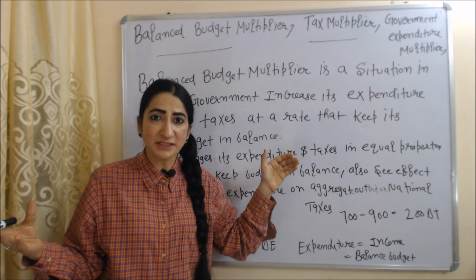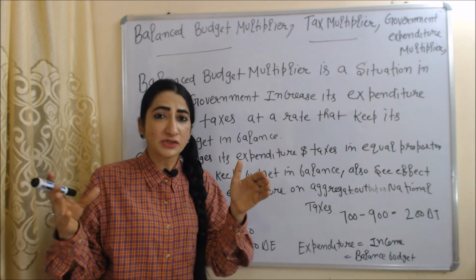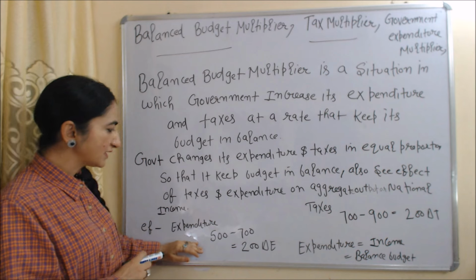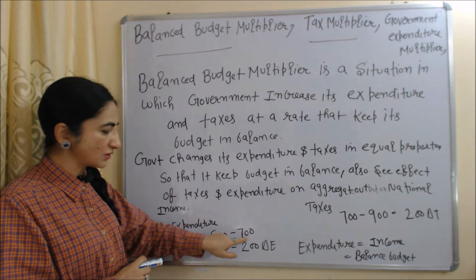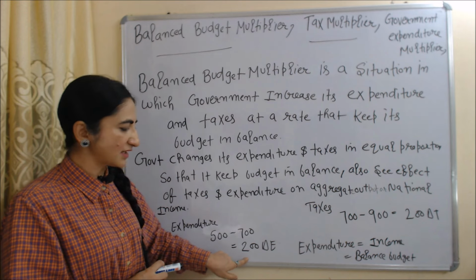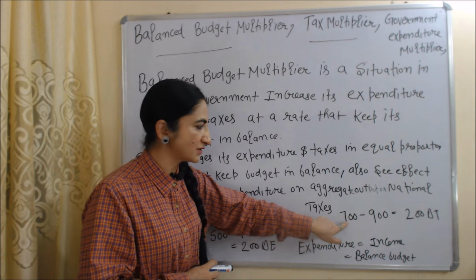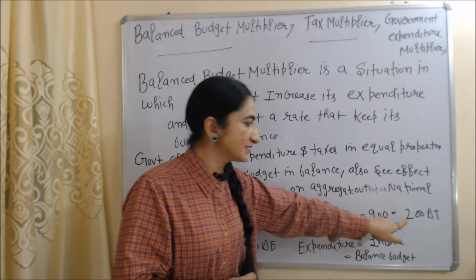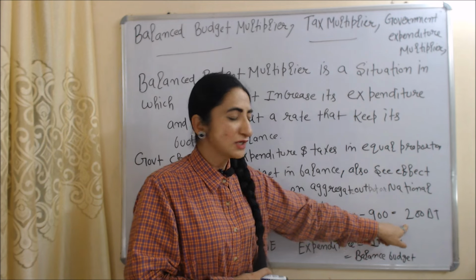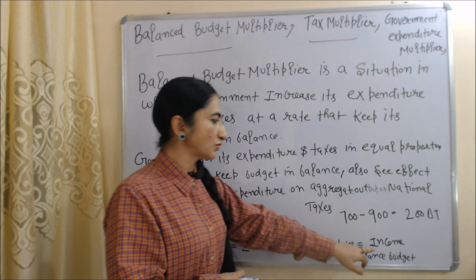And in balanced budget multiplier, government imposes taxes and does expenditure in such a way so that its budget remains in balance. For example, government increased its expenditure from 500 to 700. So in this year, government changed its expenditure at the rate of 200 rupees, and government increased its taxes from 700 to 900. So in this year, government changes its taxes at the rate of 200. So we can say that in this year, government expenditure is equal to government income.